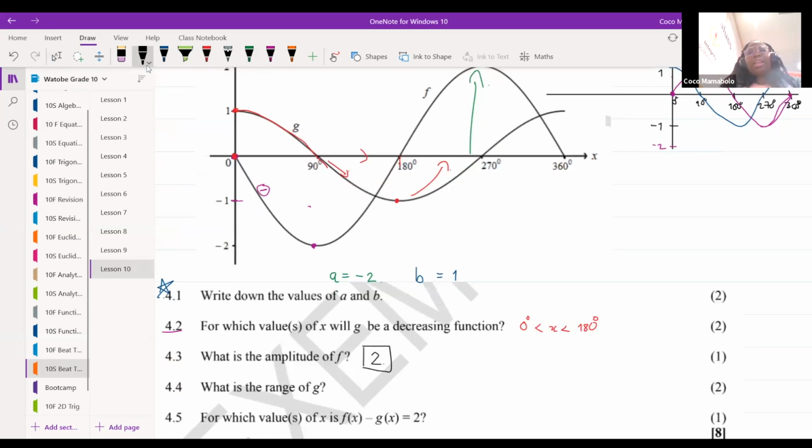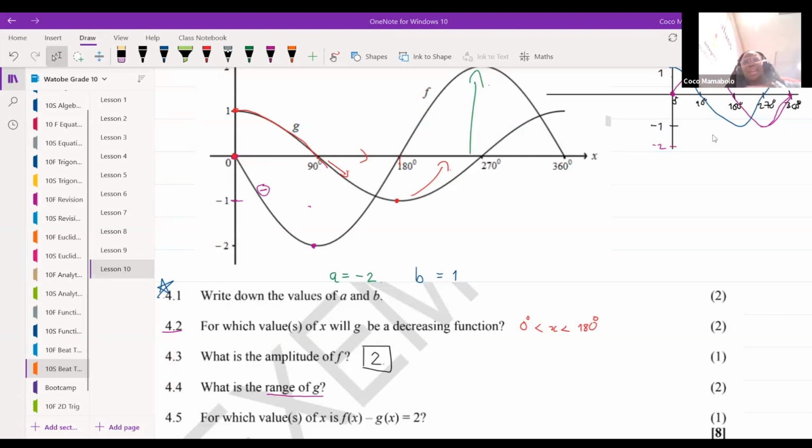All right. Now, let's look at 4.4. 4.4 says, what is the range of G? What are we looking for, guys, when we look at the range? Which values? Oh, not the X values, Pascal. I'll tell you that. Good. It's the Y values. Okay, good. It's the Y values.